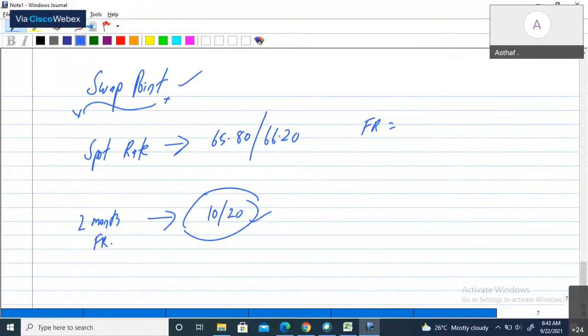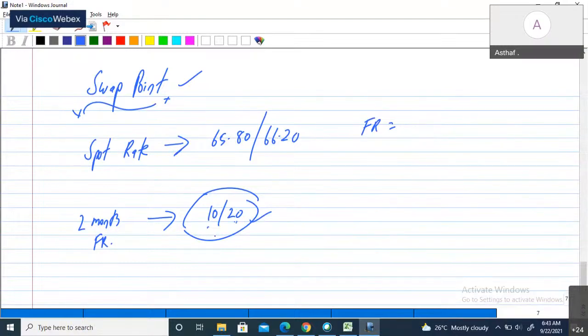First, we want to know whether this 10 bar 20 is an appreciation or a depreciation. Sir, how to understand whether it is an appreciation or a depreciation? Your 10 becomes 20, it is increasing. That means it is appreciation.